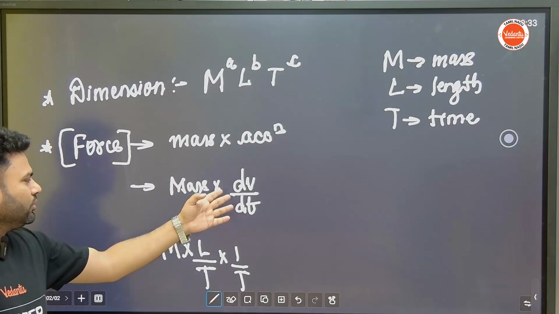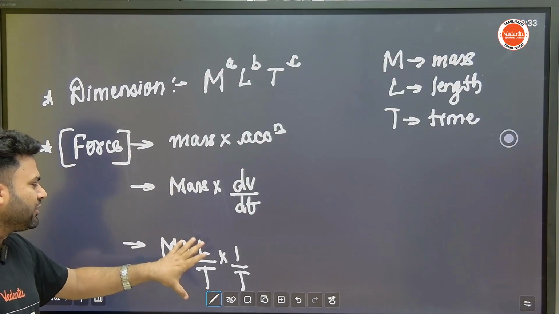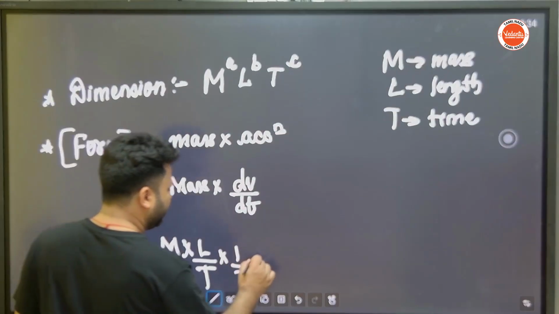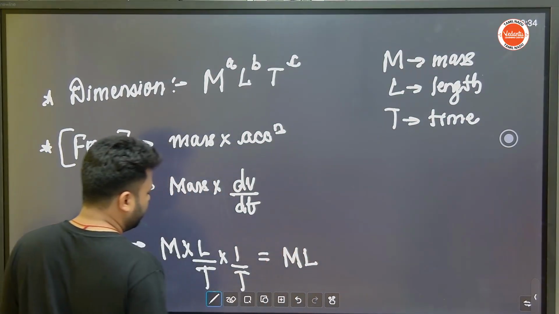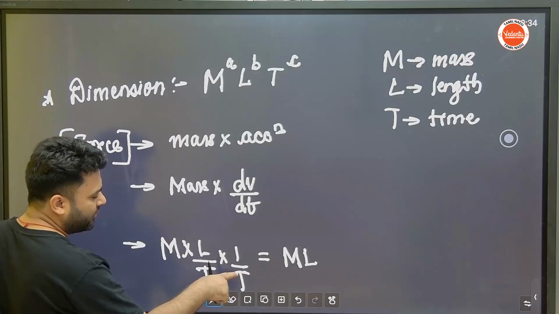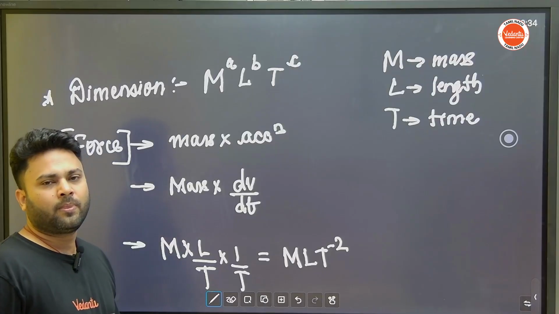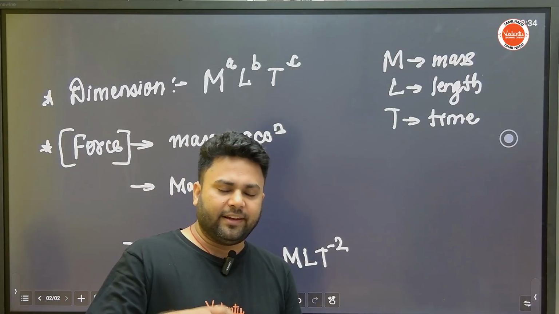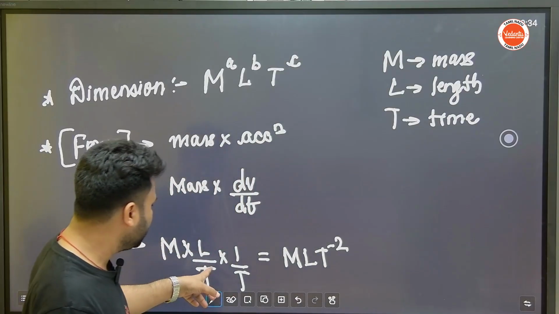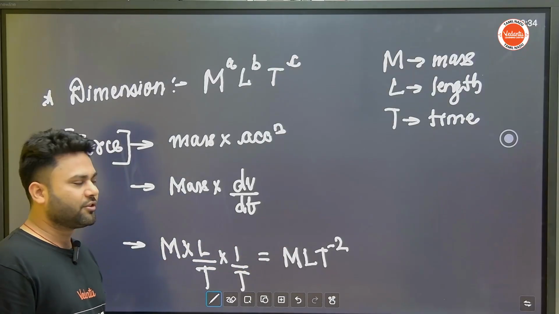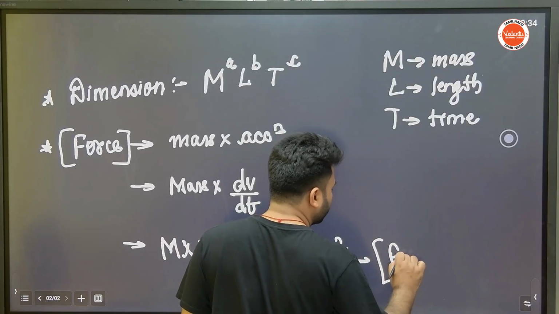So mass into acceleration is the formula for force, and if we write this in dimensions, we get this. Finally, what do we get? M to the power 1, L to the power 1, and T square in the denominator. If I shift it up, it will be T to the power minus 2. If any power or any quantity is shifted from numerator to denominator or denominator to numerator, the power sign gets changed. So this was T square; if I shift it up, it becomes T minus 2. So this is the dimension of force.